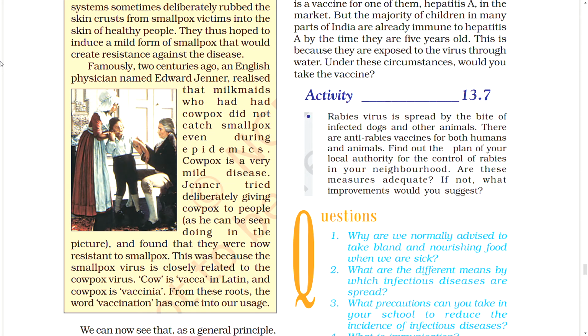Activity 13.7. Do this. Rabies virus is spread by the bite of infected dogs and other animals. There are anti-rabies vaccines for both humans and animals. Find out the plan of your local authority for the control of rabies in your neighborhood. Are these measures adequate? If not, what improvements would you suggest?